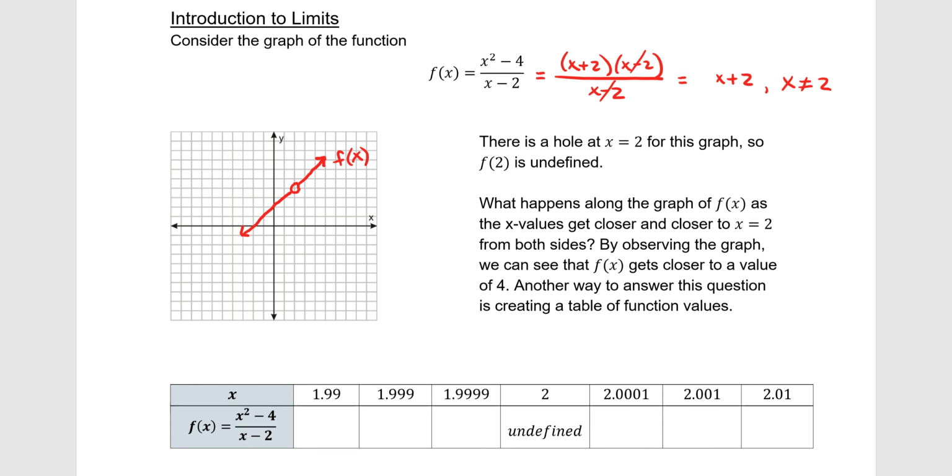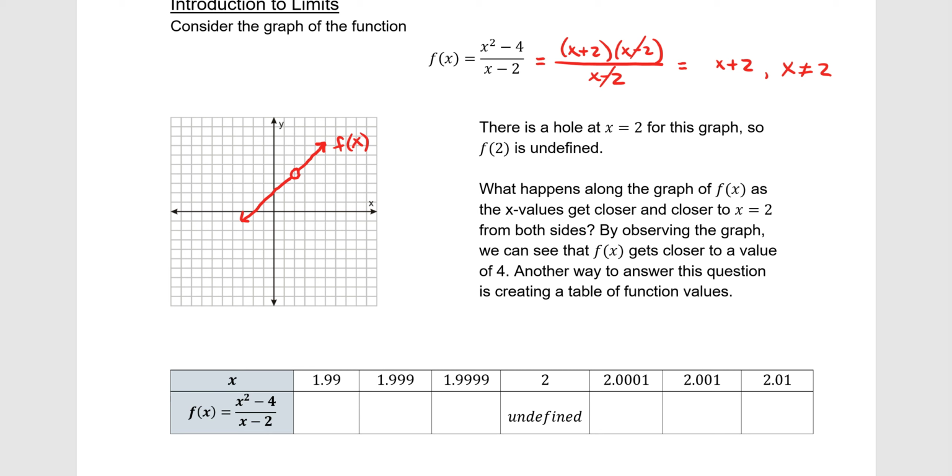Okay, so let's say that even though the function is undefined when x equals 2, let's say we want to know what's happening as x gets closer and closer to 2. So if we go from the left and get closer and closer to 2, and we come from the right and get closer and closer to 2, it looks like the y value is approaching 4, right? Where that hole is, except the function does not exist at x equals 2, but it looks like it's approaching a value of 4. Okay, so this is where the idea of limits comes into play.